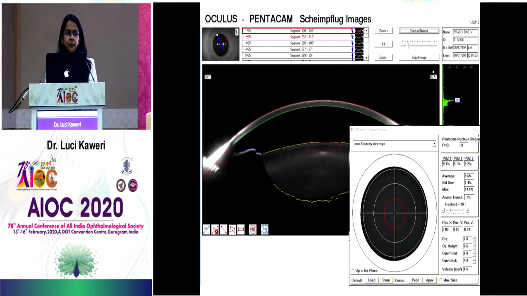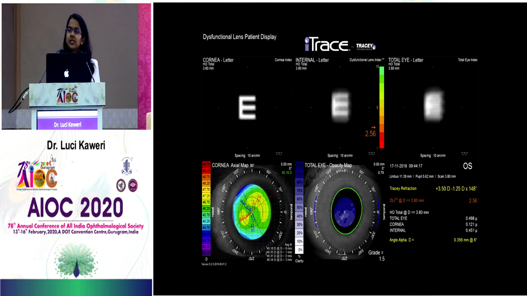You can also move the cursor to each level of the lens to see where exactly the density is increasing. One more new tool is available with Tracey Surgicals, where it gives you the dysfunctional lens index. Now this dysfunctional lens index is a combination of internal aberration, lens density changes, and pupil size measurement. So not just for lens density changes, it is also useful as a follow-up tool for ICL patients where they complain of loss of contrast sensitivity or glare or halos, where you can get a simulated E-chart and teach your patients where exactly this problem is arising from.